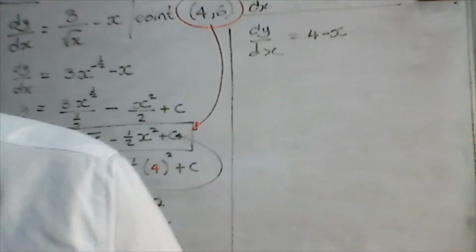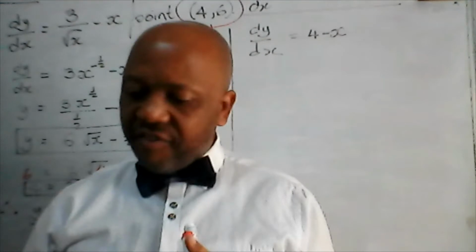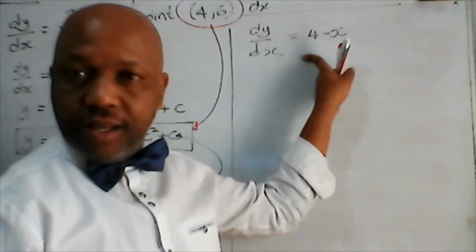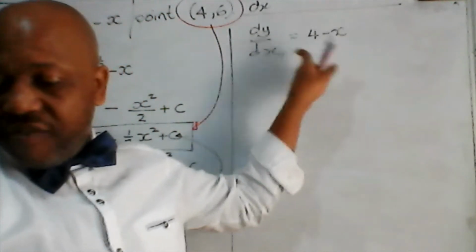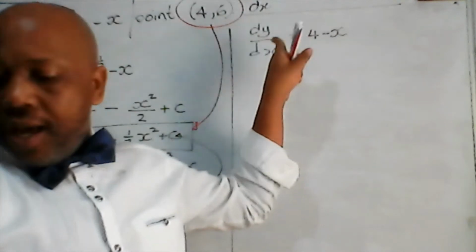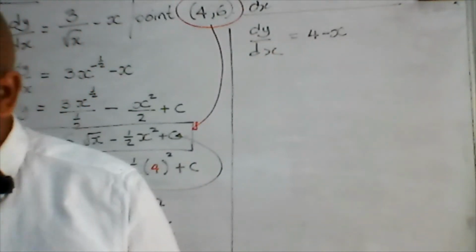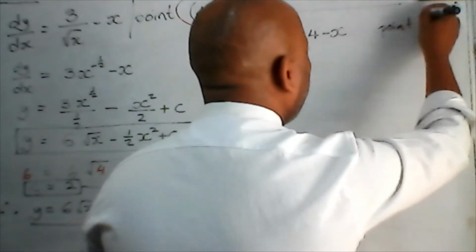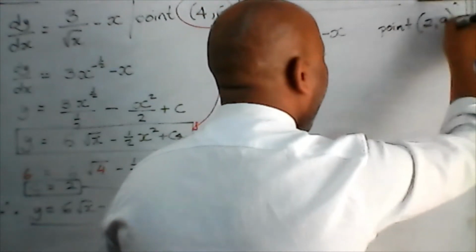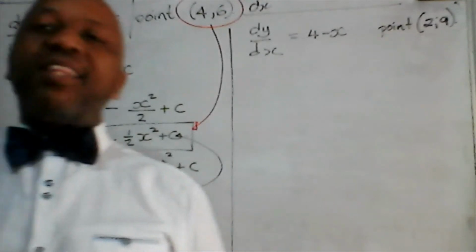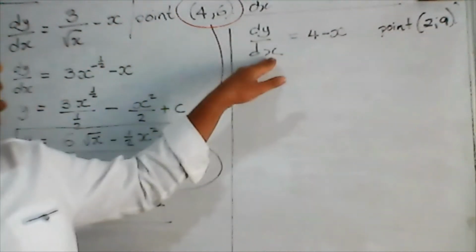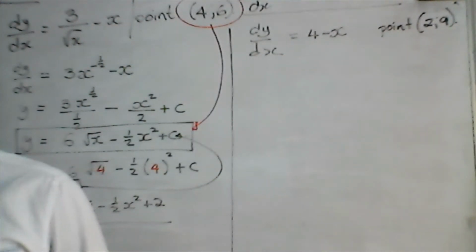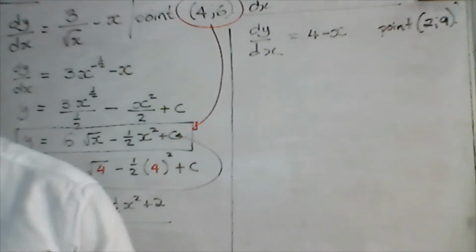we are also given that the curve from which this derivative was obtained passes through the point (2, 9), and we have a point (2, 9). Find f of x, or find the function from which this was derived. Similar question again, 4 marks there.